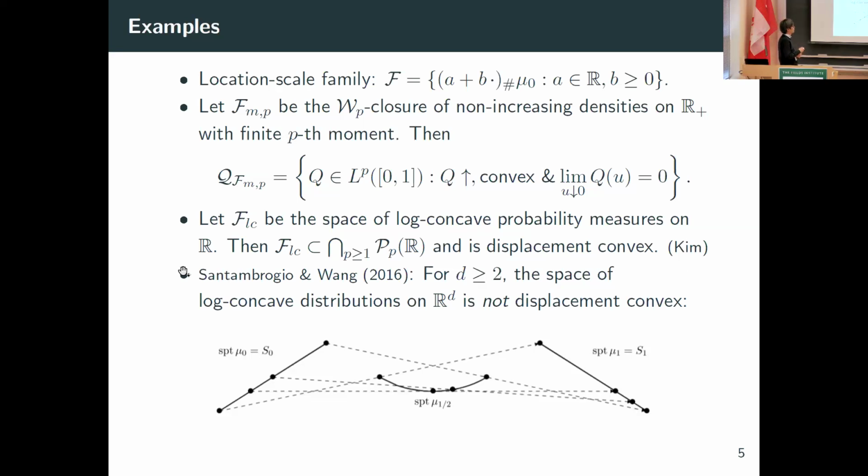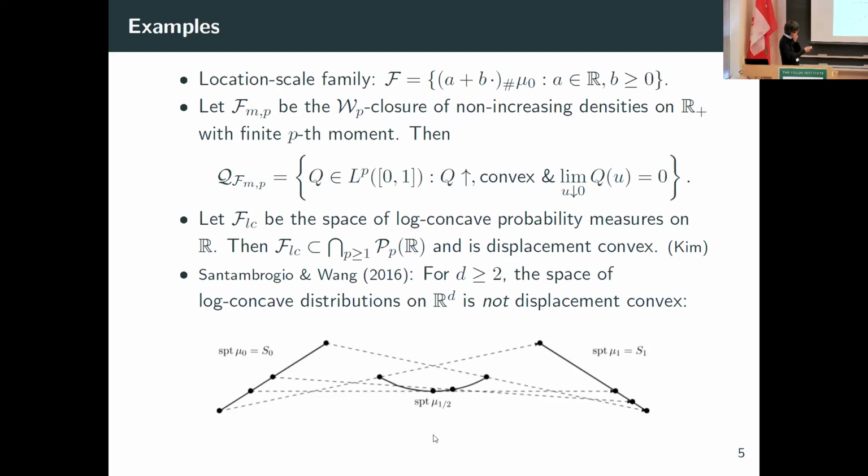At this point, you can already ask, why don't we do the case for a general R^d? Unfortunately, the space of log concave distributions is not displacement convex. In this paper, they constructed an example where you have one density here and another density on the line in R2. If you do the displacement interpolation, the support does not remain convex. You can have some kind of curved support, let's say when the time is 1/2. So this means that it is not displacement convex.